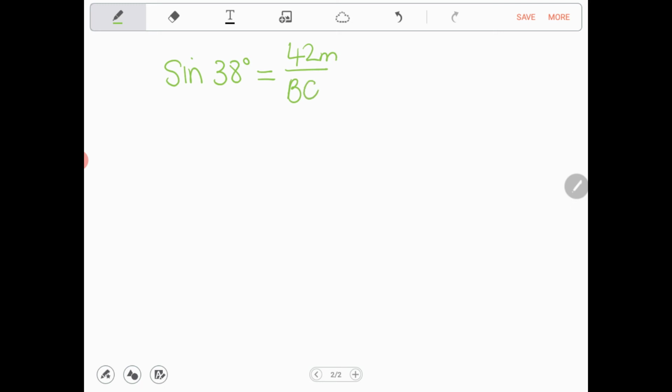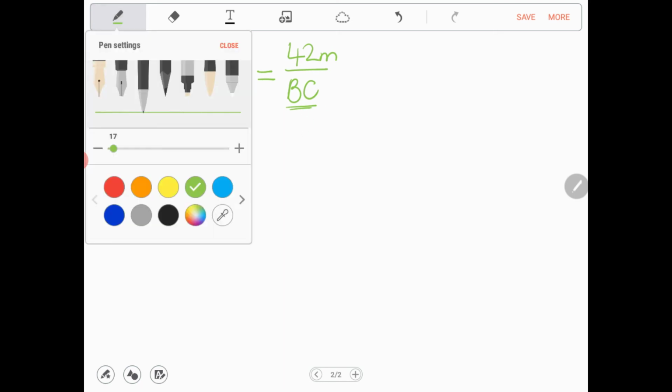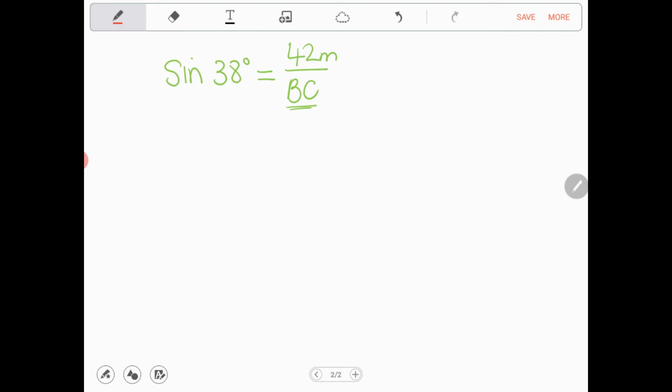Alright, so there's my equation. Now we have to solve it. This equation is slightly more difficult to solve because the thing I'm looking for is in the denominator. If you are trying to solve for something in the denominator, the first thing we do is multiply both sides by BC so that we can move this out of the denominator. That's the first thing that we do.